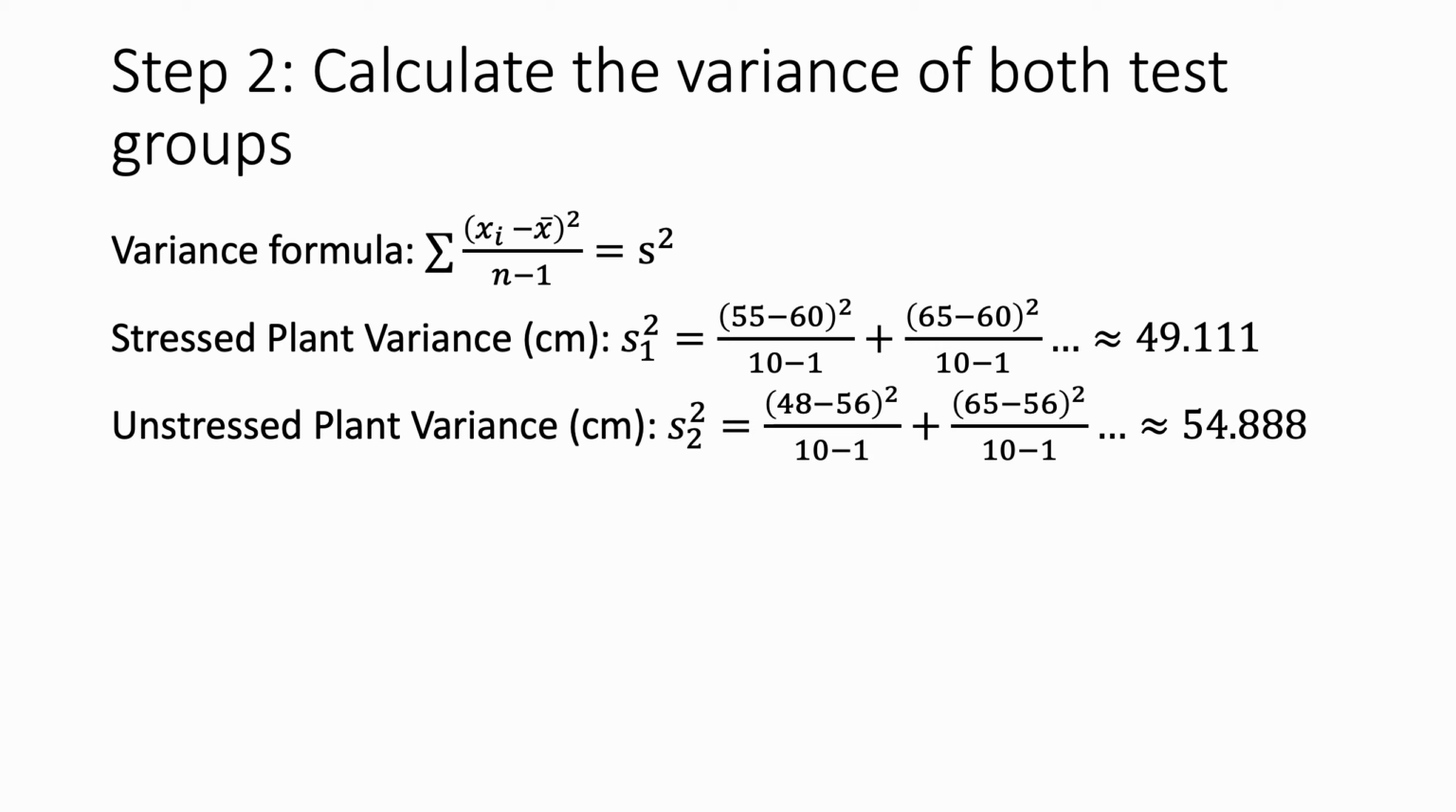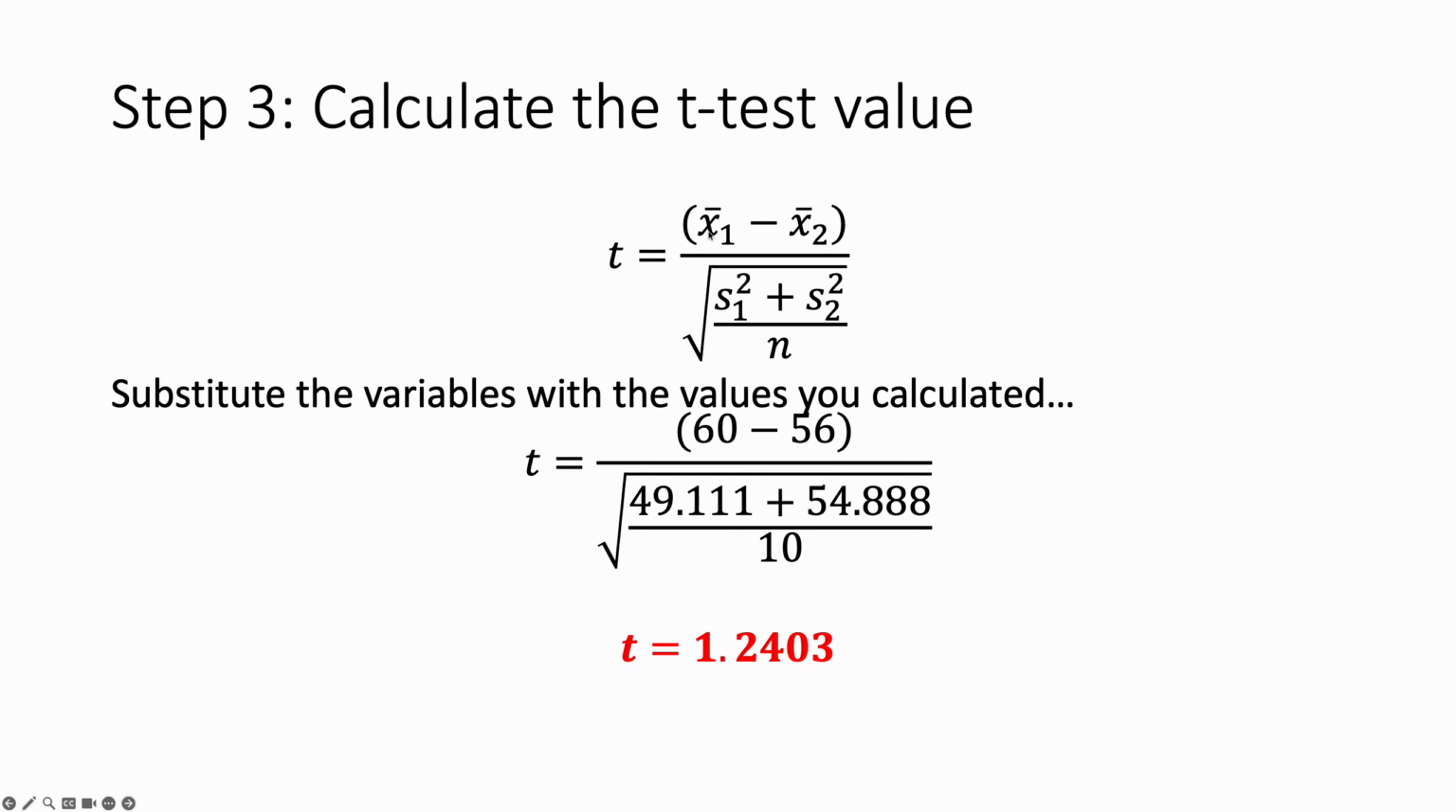Once we have everything, we can now calculate our t-test, which can be found by subtracting the means and then dividing by the square root of the variance plus the other variance, divided by the number of trials. Once we have substituted everything, our first mean is 60, our second mean is 56, our first variance is 49.111, our second variance is 54.888, and the number of trials for each group is 10. So our t-test is t equals 1.2403.